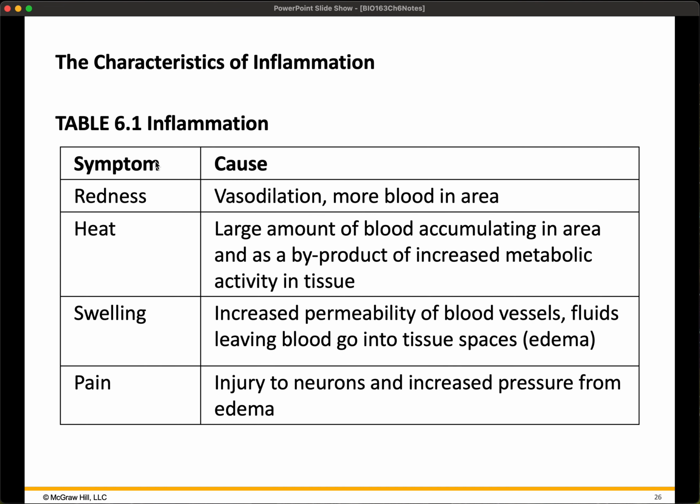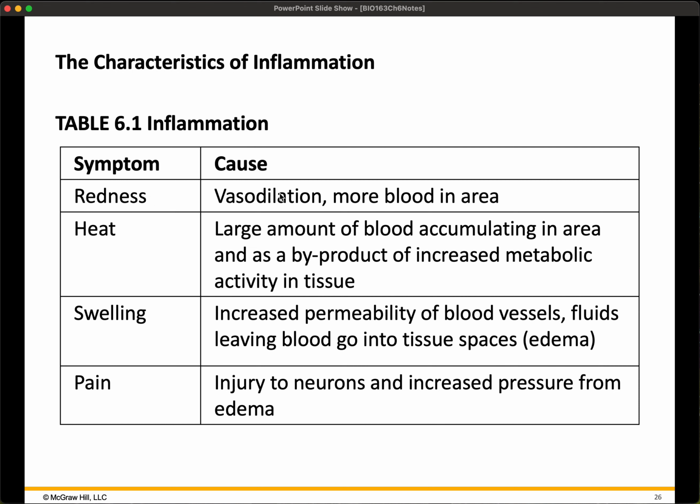This table is helpful. The symptoms of inflammation: redness, heat, swelling, pain. I'll add another one in here: loss of function. That's another thing that comes in with inflammation. Thinking about maybe your knee or something, if your knee gets really swollen, it can't bend and flex. It can't bend and straighten like it normally would. You can't put weight on it like it normally would. So you lose this functionality.